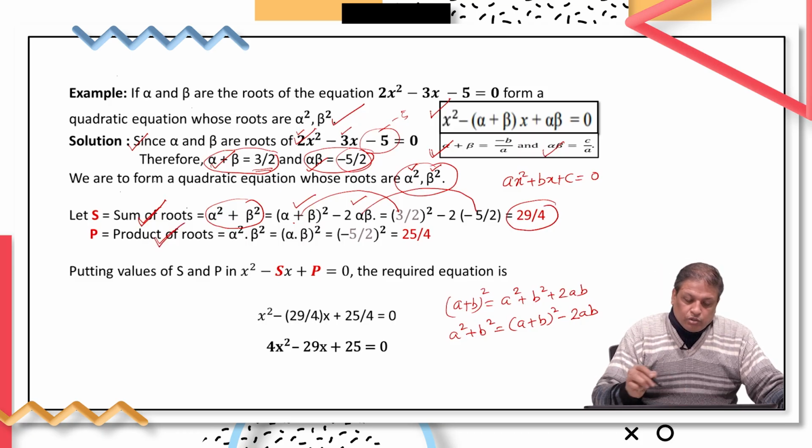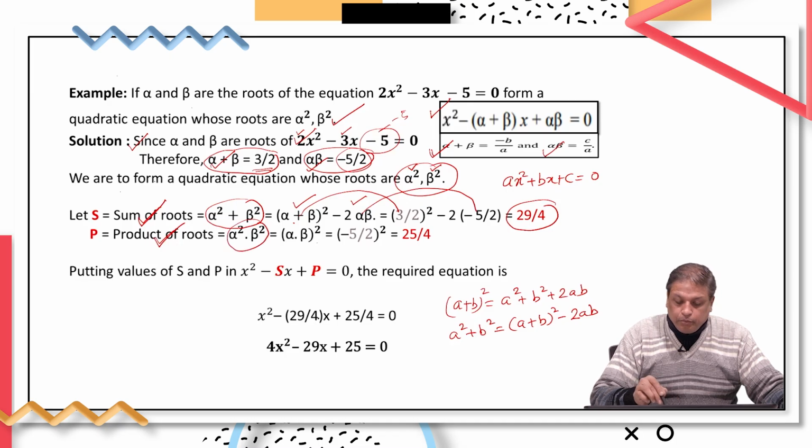Similarly, the product of the roots will be alpha square into beta square. Now, alpha square into beta square can be represented as alpha into beta whole square, and we already know that alpha into beta is minus 5 by 2. So, minus 5 by 2 whole square turns out to be 25 by 4.